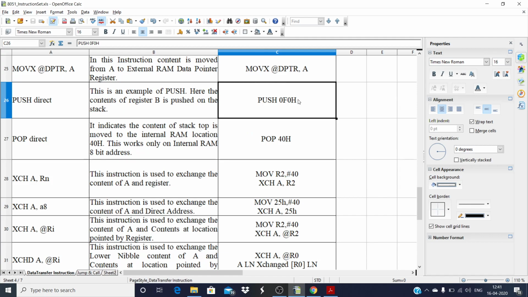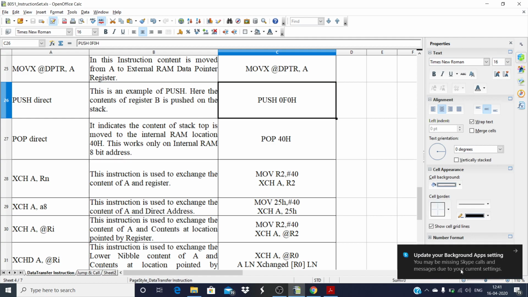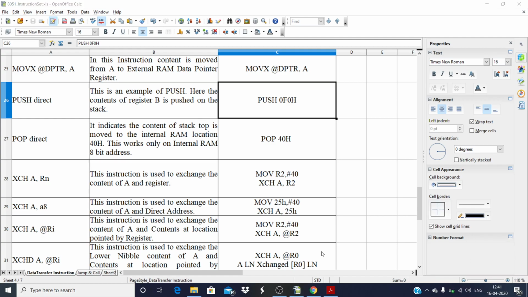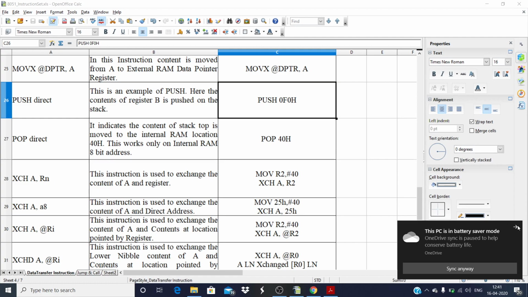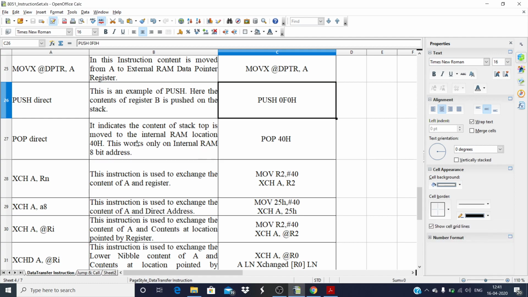PUSH 0F0. What will it do? It will push the contents of the register B onto the stack. Okay, it will push whatever the contents of the B SFR are onto the stack.